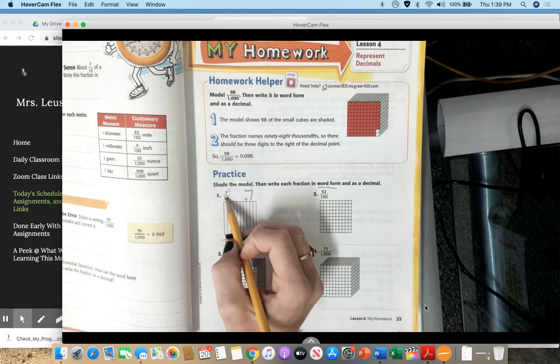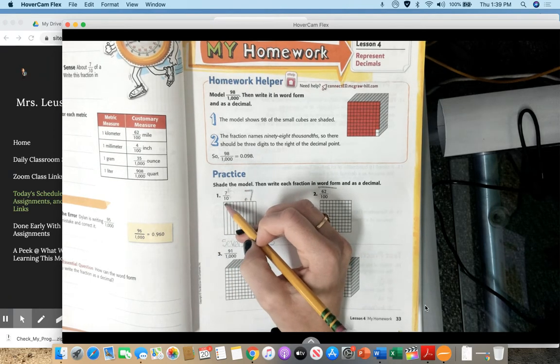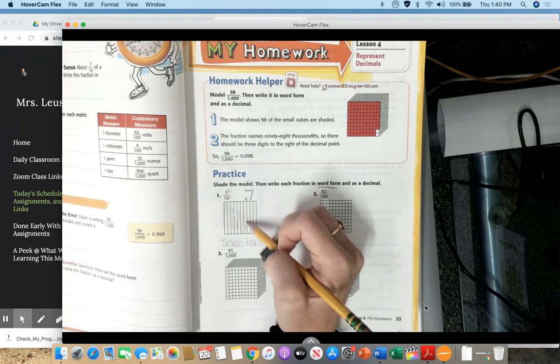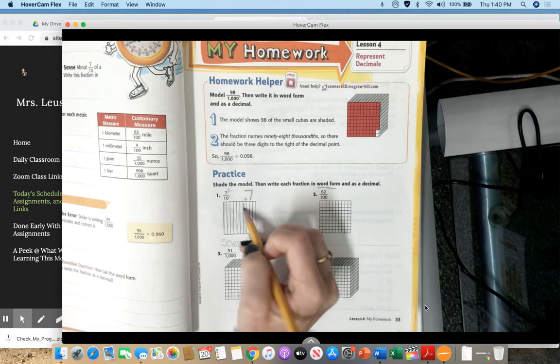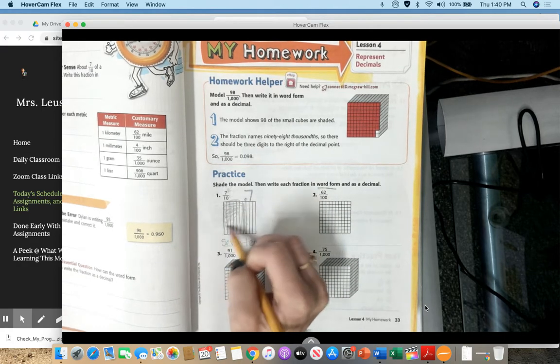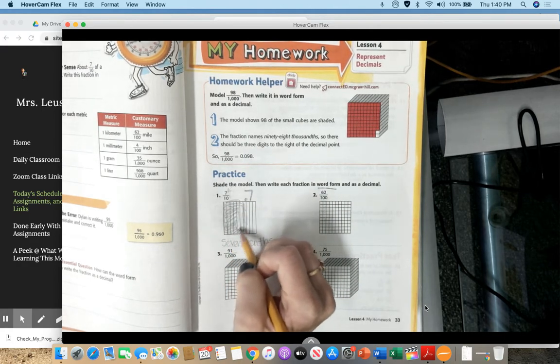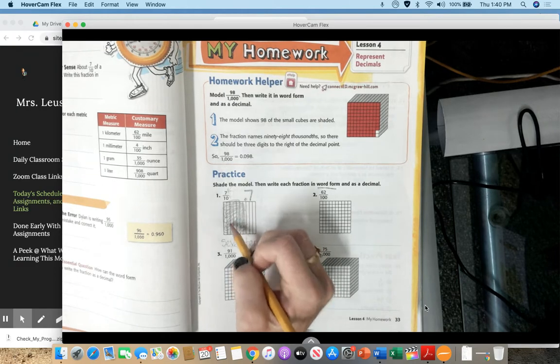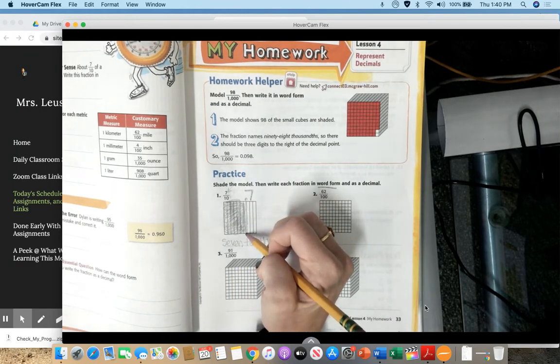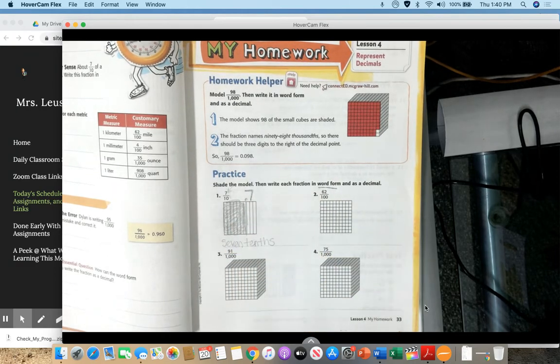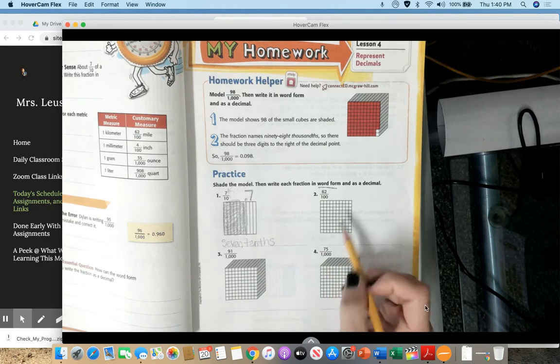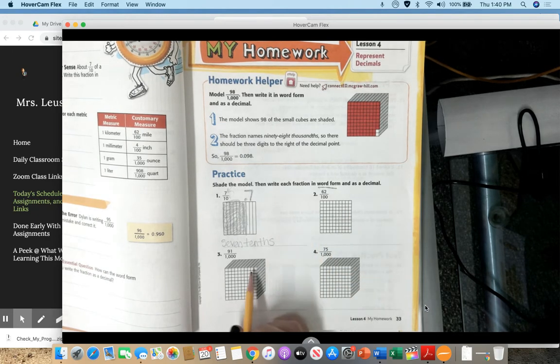This is 7 out of 10, so I'm going to shade 7 out of 10 on my model. So 7 right here. And it doesn't have to be pretty, but try and stay in all the lines. And I should only have 7 shaded out of the 10. Easy cheesy. All right, I think you guys will get the hundredths one, so I'm going to go do one that's a thousandths. Notice it's a thousandths block because it goes into like a 3D looking cube.